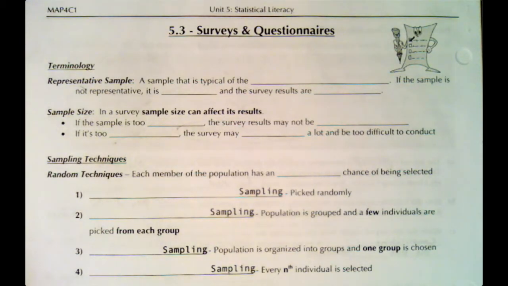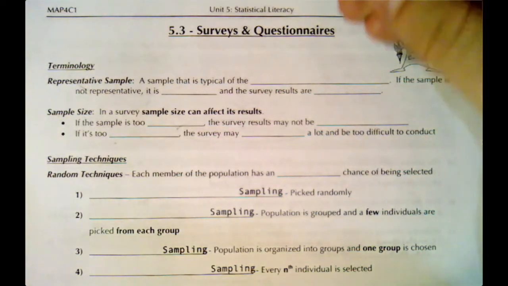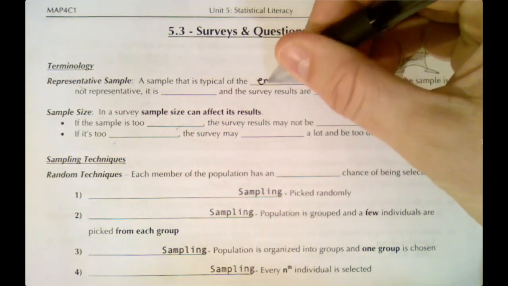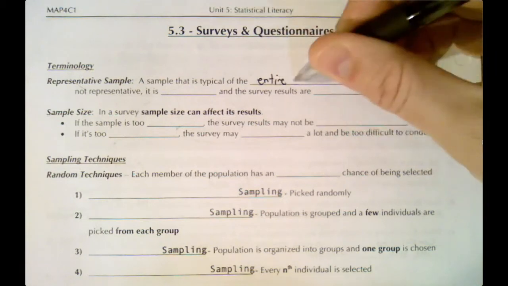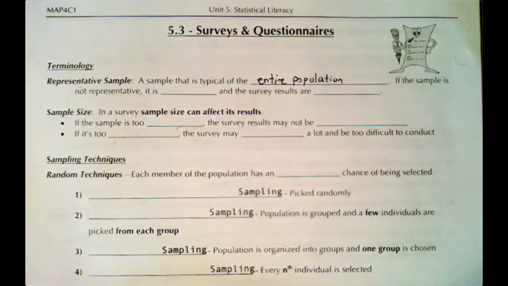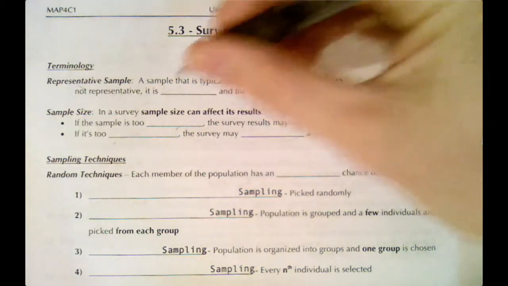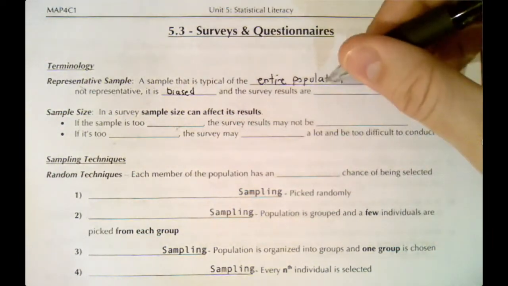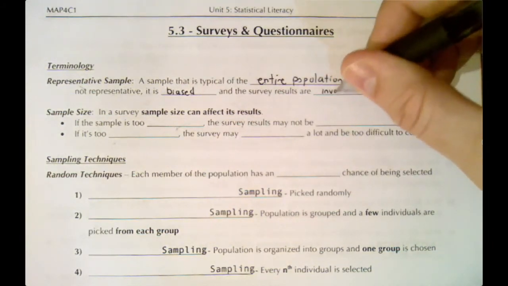A representative sample. When we're designing a survey or a questionnaire, we want a representative sample. So what's a representative sample? Well, it's a sample that's typical of the entire population. If the sample is not representative, it's called bias. And survey results can be invalid.